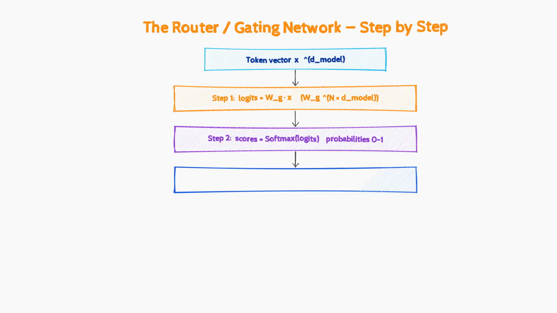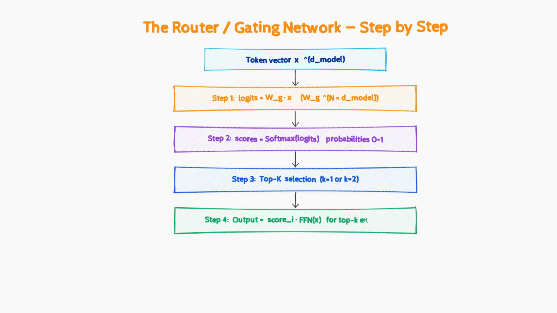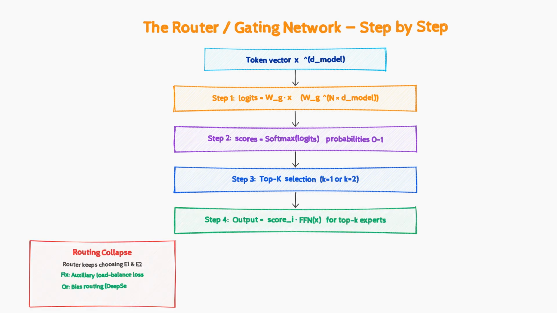It decides, for every token, which experts to activate. Let's go step by step through how it works. Step 1, the input token vector x is multiplied by a learned weight matrix W_G. This produces n raw scores, one for each expert.